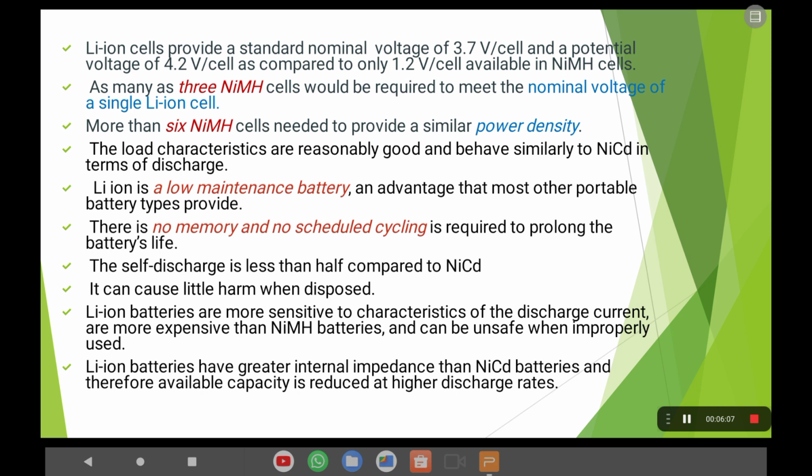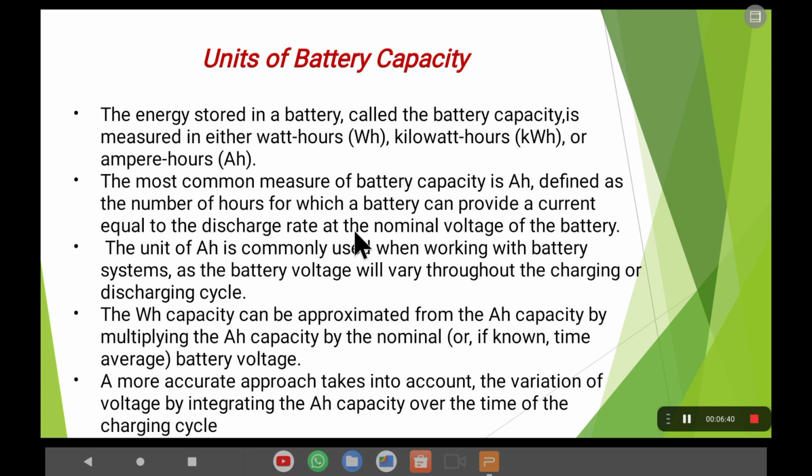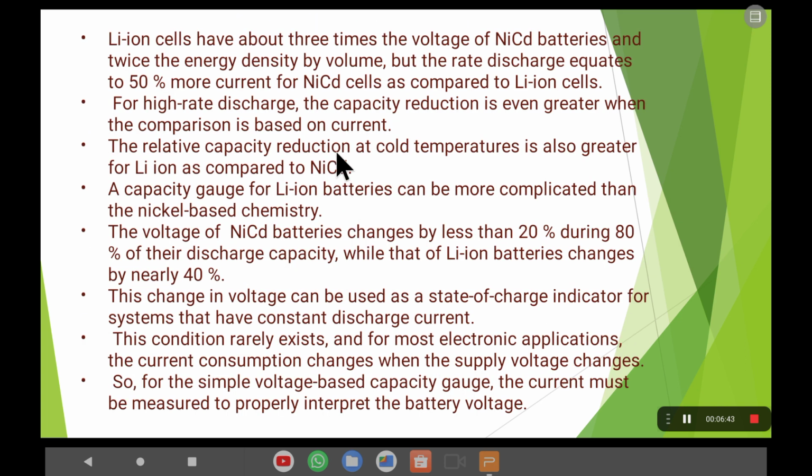So it is very important that you observe and maintain the lithium batteries. You have to use the lithium batteries properly, otherwise they may explode. That is also very harmful to the person who is handling them. As well as this, lithium ion batteries have a greater internal impedance than nickel cadmium batteries. Therefore, the available capacity is reduced for a high discharging rate. These are some of the points we have to consider in terms of lithium ion batteries.